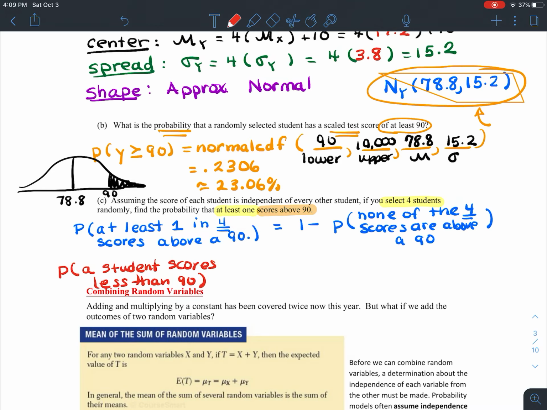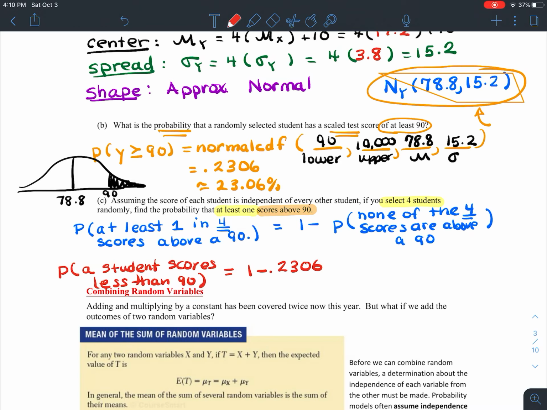Okay, so the probability that a student scores less than 90.